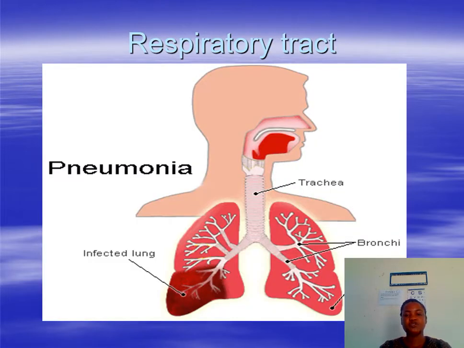Okay, so this is the structure of the respiratory tree. We can see there that there are two lungs, the left and the right lung, the trachea there, the bronchi, and in the dark shaded part there, this is the part of the lung which is affected.